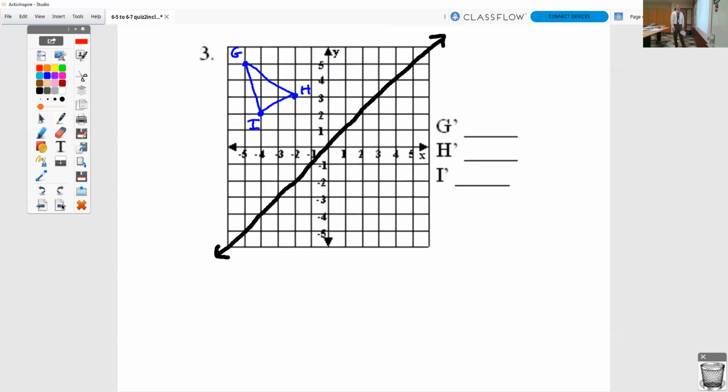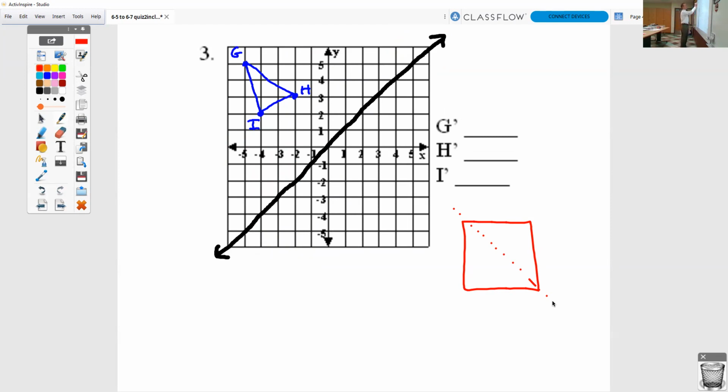Sometimes you won't have to do it over the X or Y axis. Sometimes they will have a line there for you already. In question number 3, this is a diagonal line. In a diagonal line, what you want to do is instead of counting to the left or right or up or down, you're counting diagonally, corner to corner, to the line, diagonally, corner to corner, away from the line.